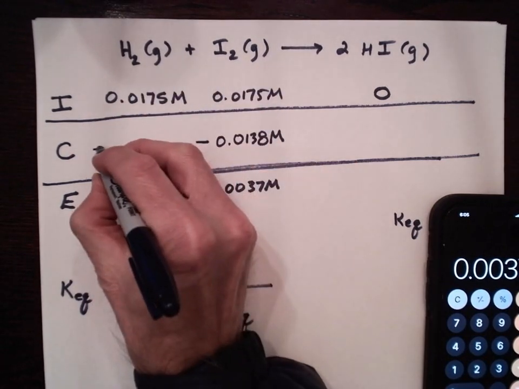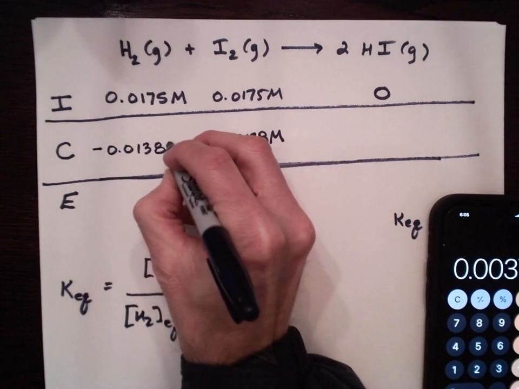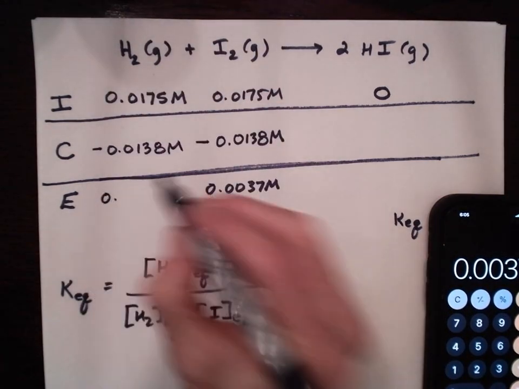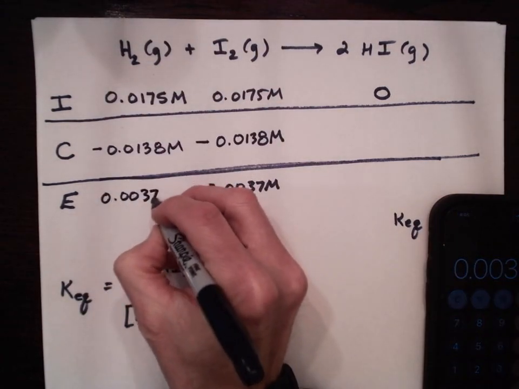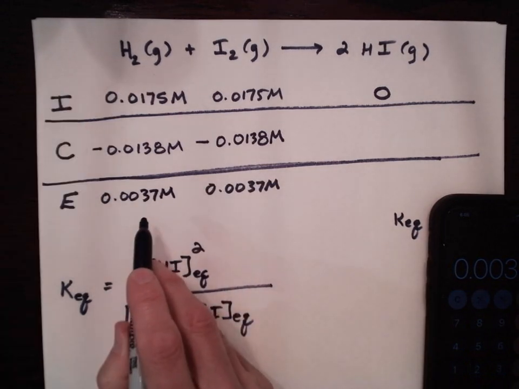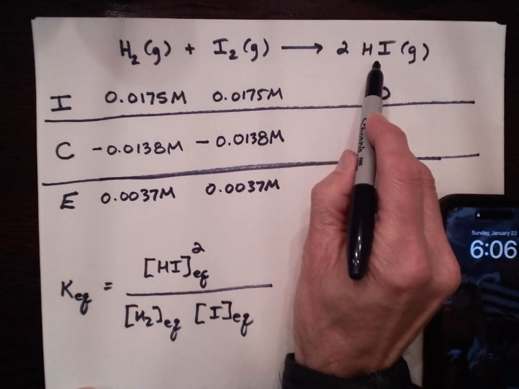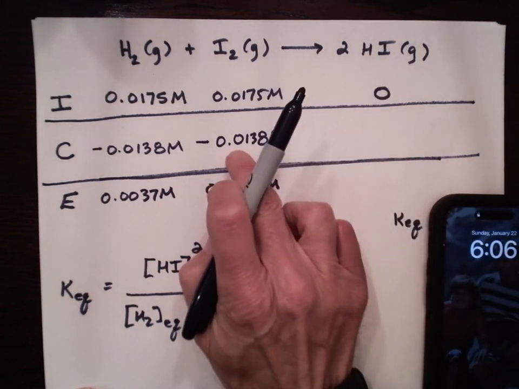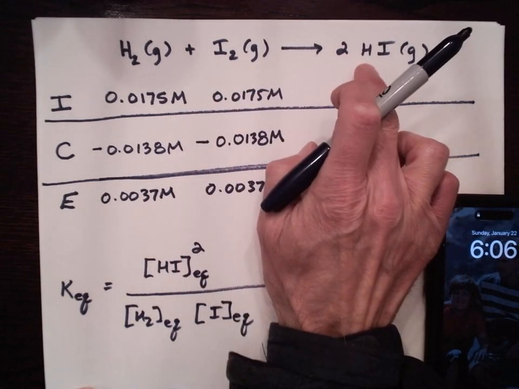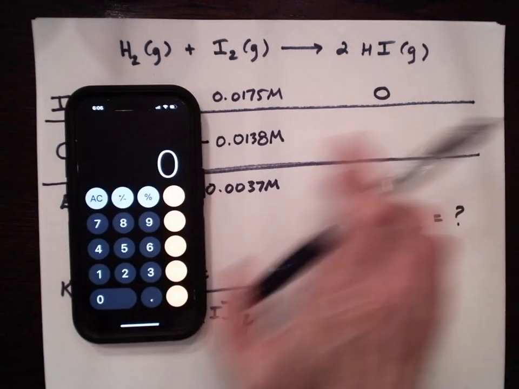And by stoichiometry, for every one of these that reacts, one of these must react. And again, 0.0138 molar of hydrogen must have been lost for equal stoichiometry. And of course, we have 0.0037 molar for our equilibrium value of hydrogen. Now, the amount of change in the hydrogen iodide is going to be twice this, right? Because for every one of these that reacts away, 2 of these will be produced. So the change that's going to happen is twice this.